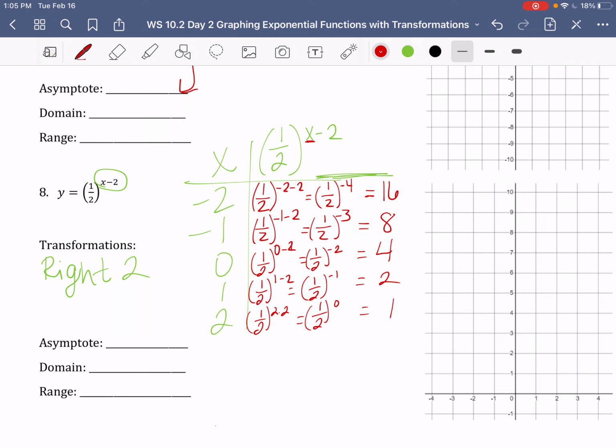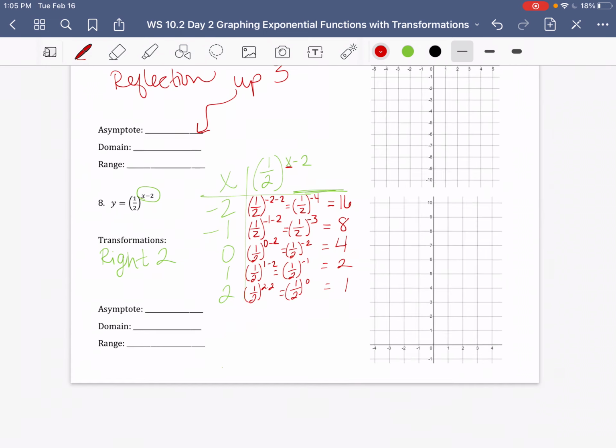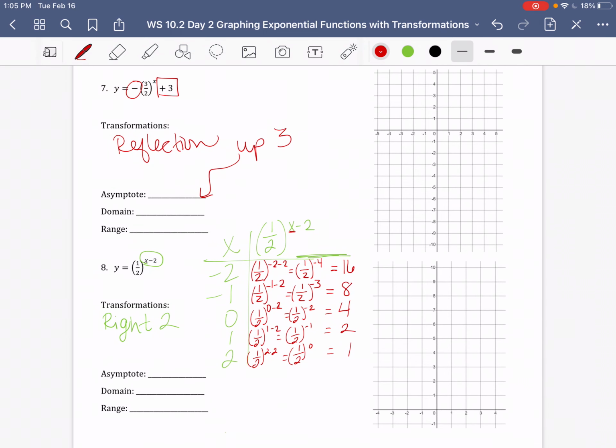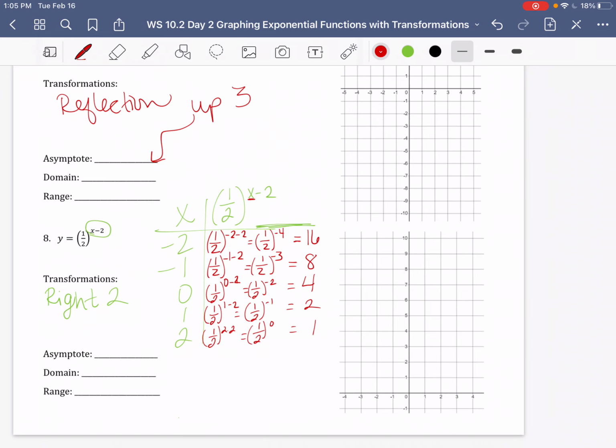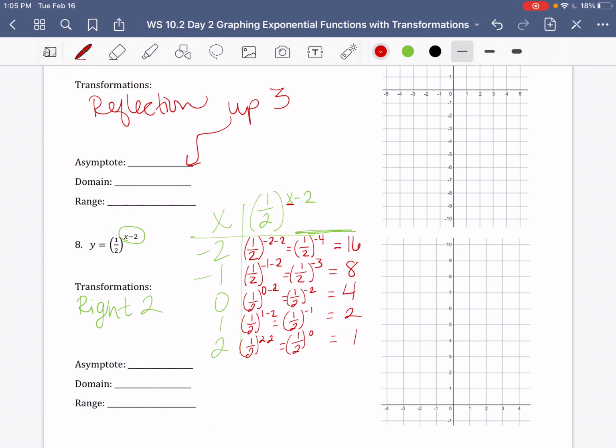So we're going to end up just shifting our graph to the right by 2, and that's all that exponent change does. So if it's -2, 16, that doesn't fit. -1, 8 does. 0, 4, 1, 2, and lastly 2, 1. There is no up or down shift, so your asymptote is still at 0. And we would have seen that if we kept going with our table.